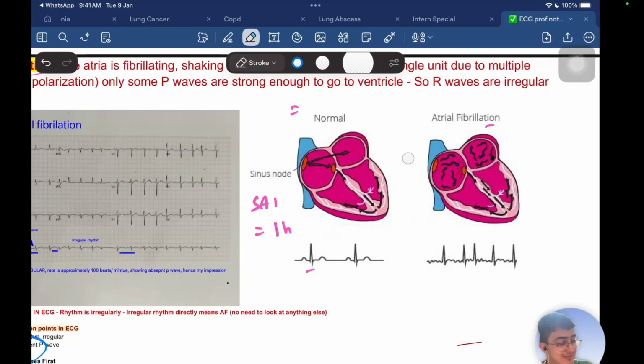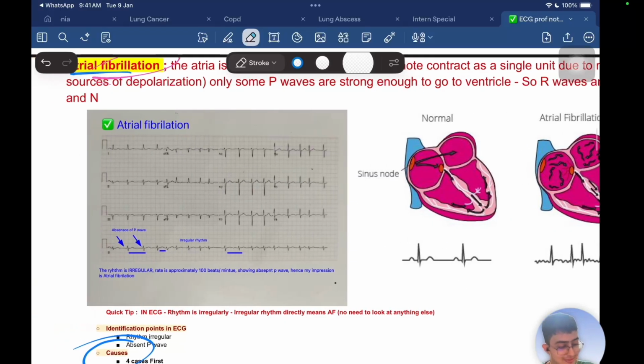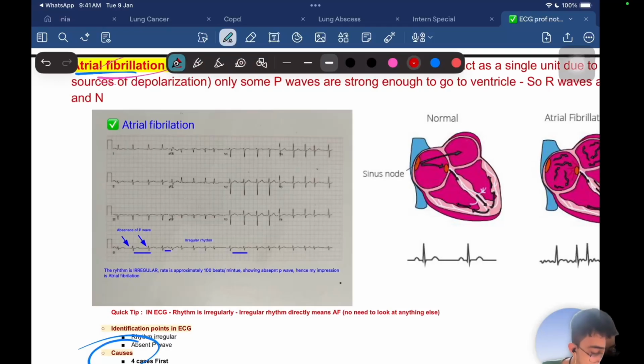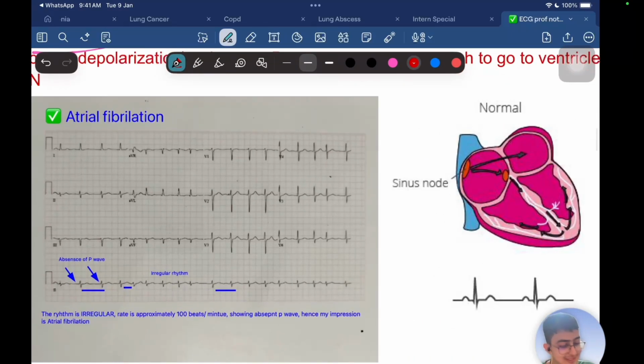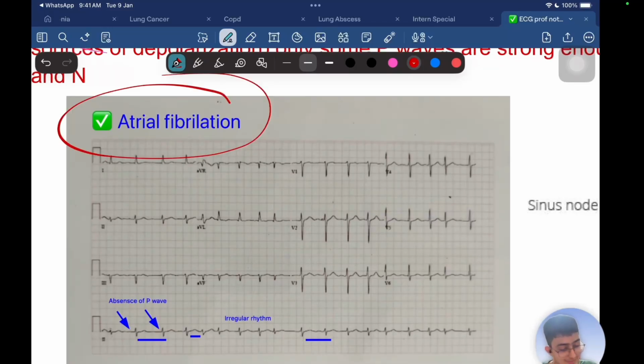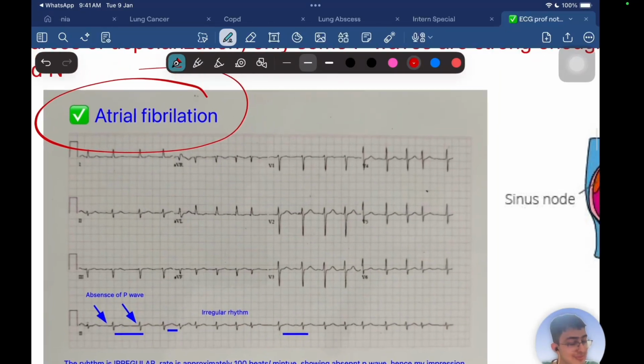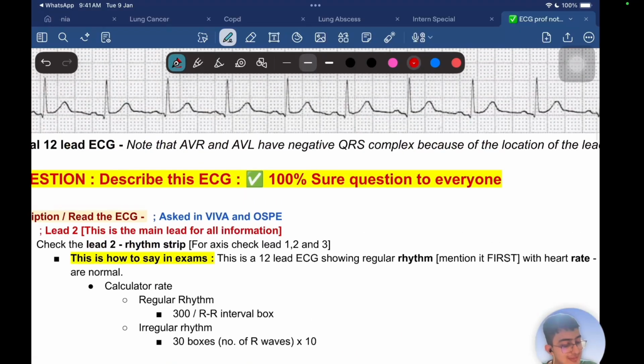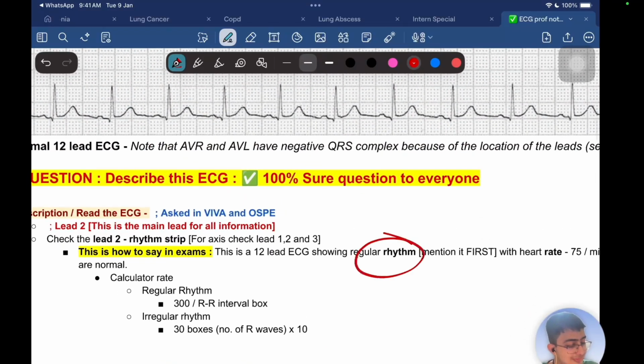So let us look at the ECG just to confirm whether whatever we have studied is actually true or not, because I might be lying to you as well. So let's look at this ECG, atrial fibrillation. Now the first thing I told you: how do you describe an ECG? First thing is the rhythm, then the rate.